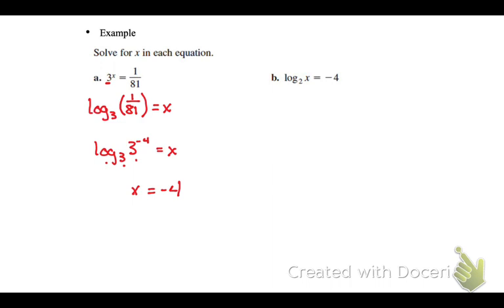Okay. So in the next one, I'm in logarithmic. So now I need to put it into what? Exponential. So it's log base 2 of x equals negative 4. Well, now we have 2 to the negative 4 equals x. Well, 2 to the 4th is what? 16. 2 times 2 is 4, 4 times 4 is 16. But the negative puts it as what? 1 over 16. So x equals 1 over 16.